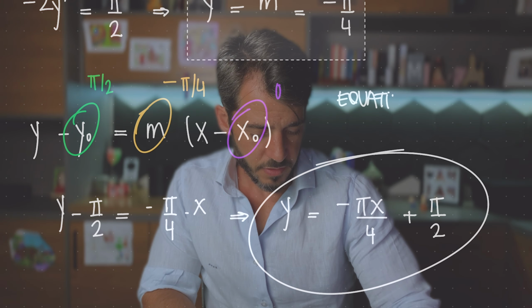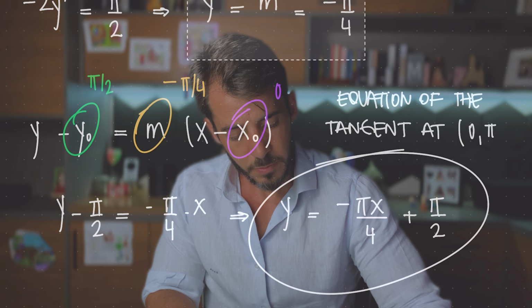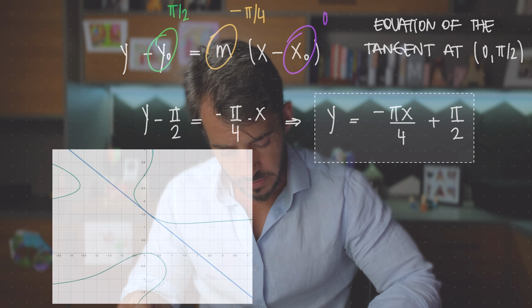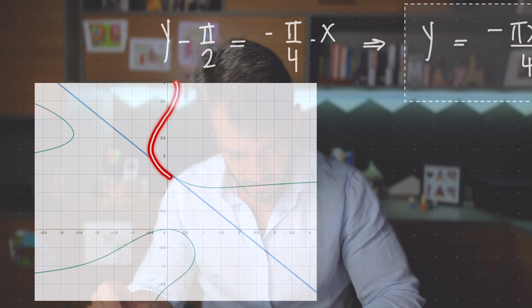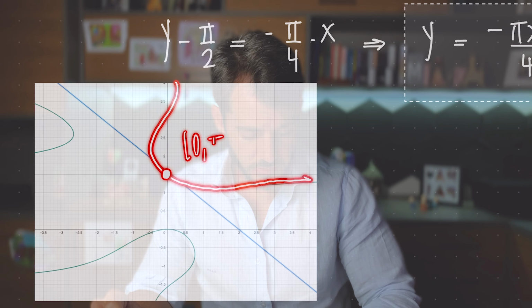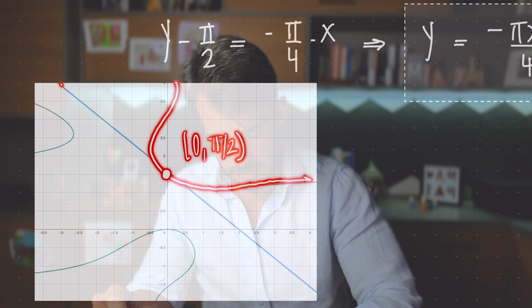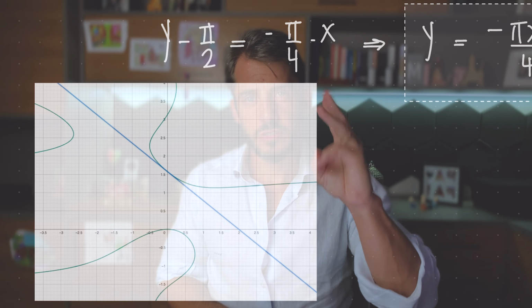And this is the equation of the tangent at (0, pi over 2). And by the way, this is what the graph of the curve looks like. And we can see in this blue line right here, which by the way crosses the point (0, pi over 2), the tangent at that point. Now let's move to exercises 3 and 4.